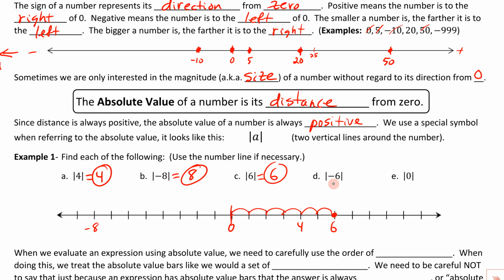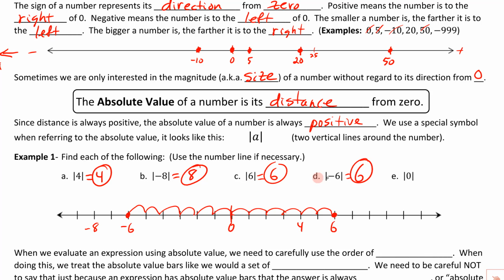And let's do this one right here. Absolute value of negative 6. This is asking how far is negative 6 from 0. So let's find that. Negative 6 would be right here. Again, I'm going to put a dot right there. And then we're just going to count. 1, 2, 3, 4, 5, 6. It's 6 spaces from 0, so the answer on that one is also 6.